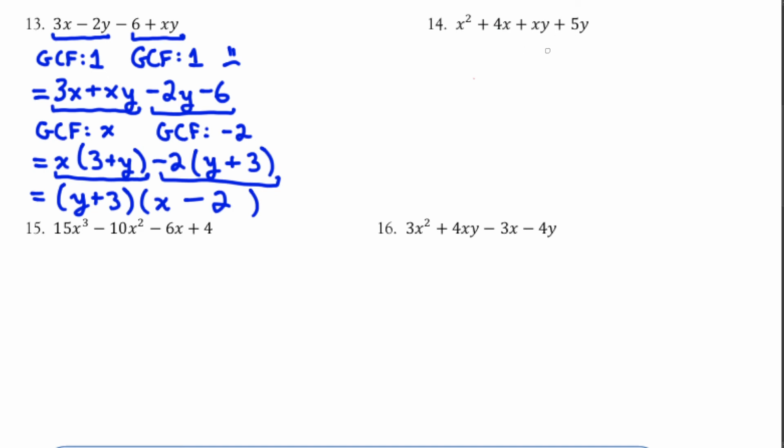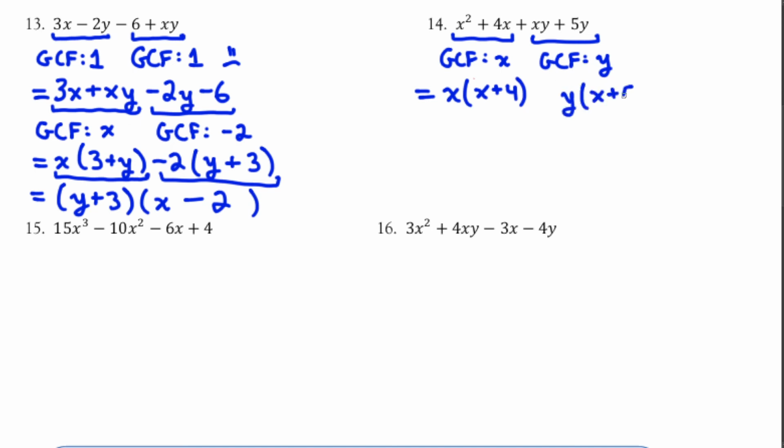Let's try number 14. The first 2 have an x in common. The second 2 have a y in common. So I'll factor out x from the first pair, and I'll factor out y from the second pair. If you're missing an operation, that's because you didn't copy it down from the previous step. Try to copy down everything from previous steps that you don't use.